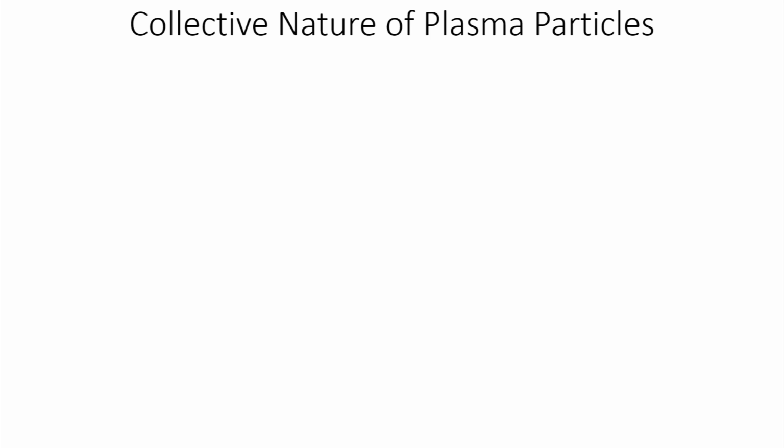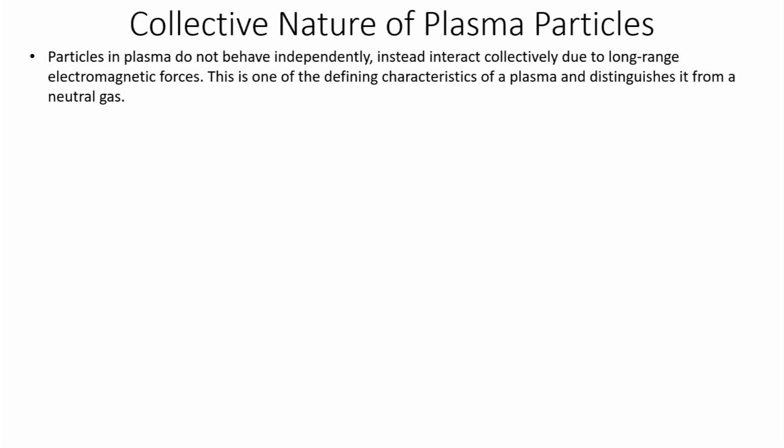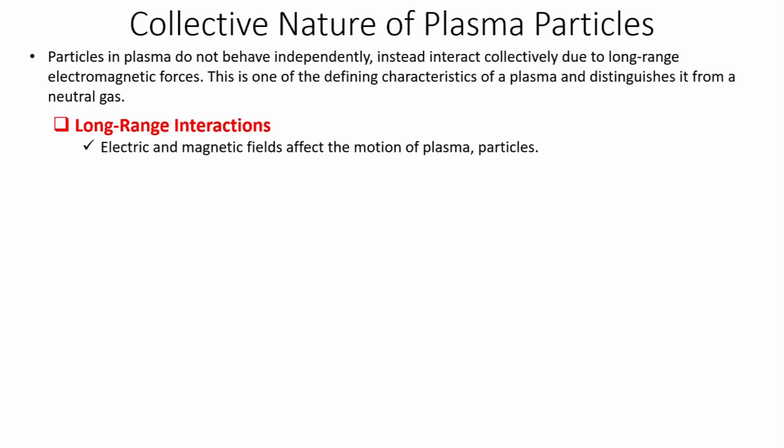So, what is the collective nature of particles? Here the particles do not behave independently; instead they interact collectively due to long range electromagnetic forces. We have already seen how this happens, and this is one of the defining characteristics of plasma, distinguishing it from neutral gases. What are long range interactions? They arise because of the electric and magnetic fields produced by the motion of the plasma particles.